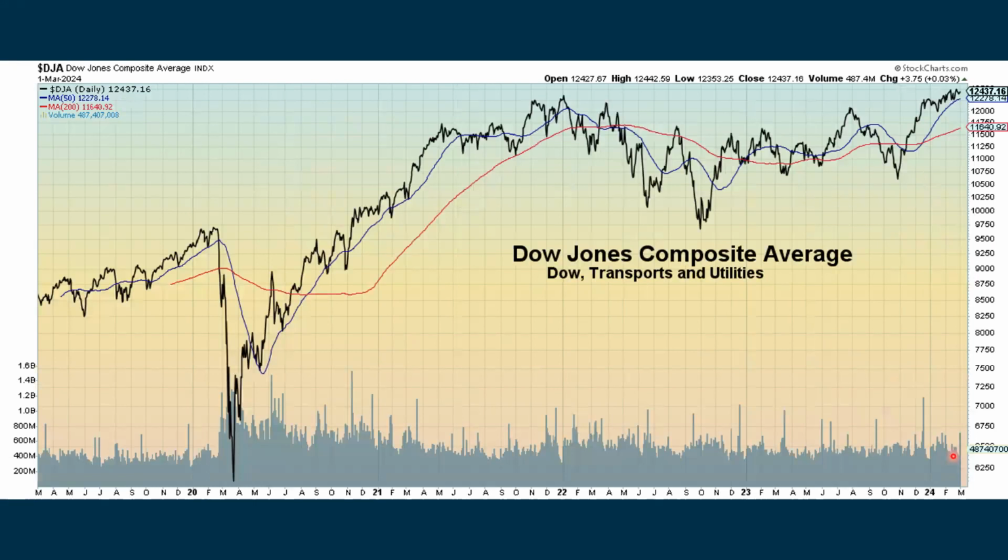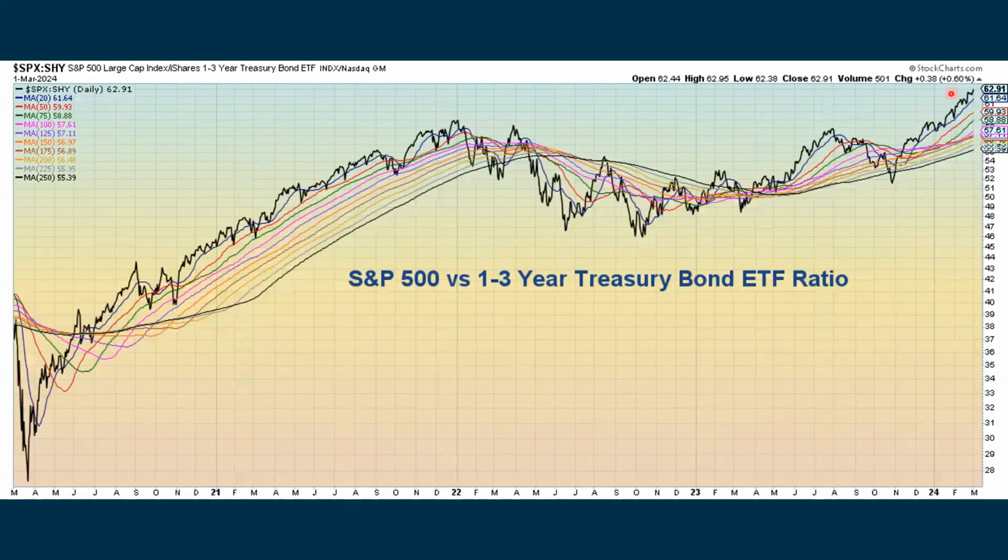Here's the Dow Jones Composite Average, which is the Dow, the transports, and the utilities. And the transports are quite weak, and I'll show you that. The utilities are in a downtrend. So most of the strength that we're getting right now is coming from the Dow, and that's showing that this is in an overall uptrend and just coming off of setting all-time highs.